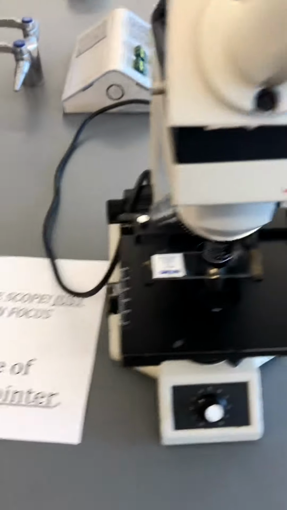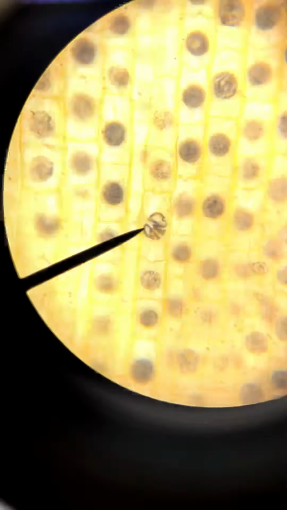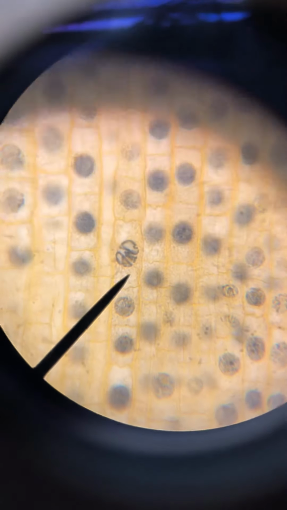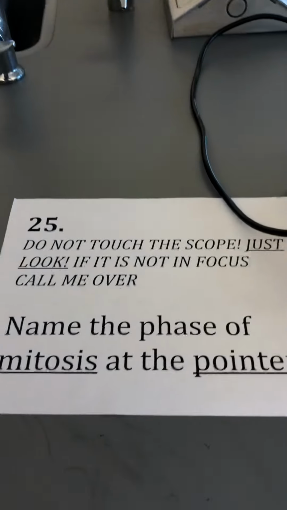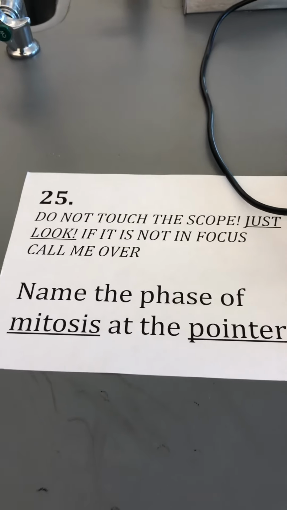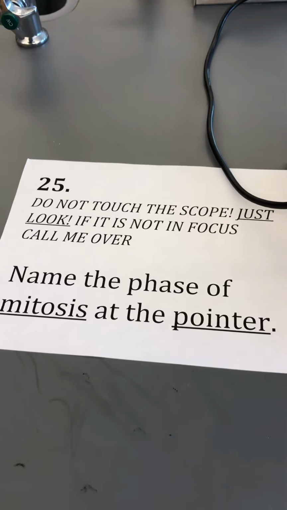Phase at the pointer again under this microscope. And this was prophase. There we go. Let's see here. Prophase at the pointer there. Chromosomes are scattered, and you can tell that there is a nuclear envelope still around those chromosomes. So prophase is the correct answer for 25.